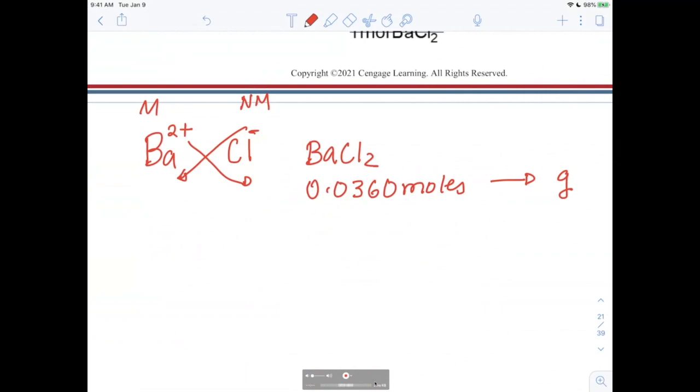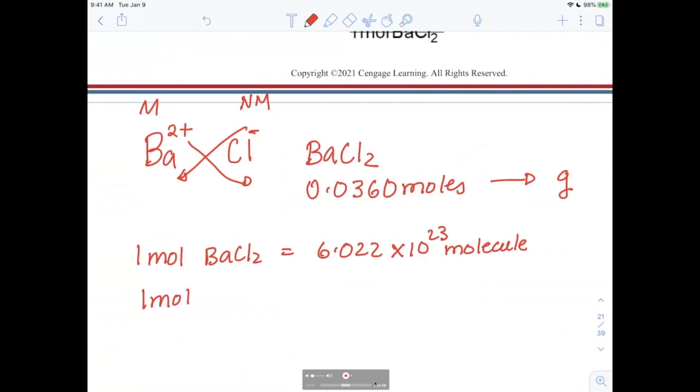Okay, let's see. I need to get the mole to gram relationship. So I go back to the mole relationships, and I have 2. 1 mole of barium chloride is equal to 6.022 times 10 to the 23. Since this is a compound, I'll use the word molecule. They usually use the word molecule or formula unit. The other molar relationship I have is 1 mole of barium chloride, and this is equal to the mass of barium chloride.